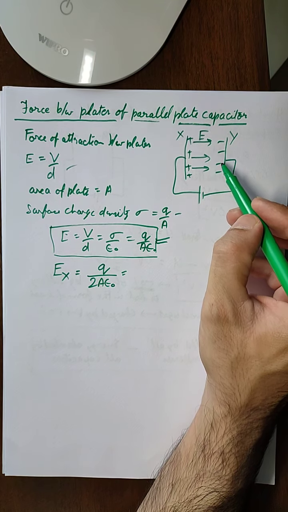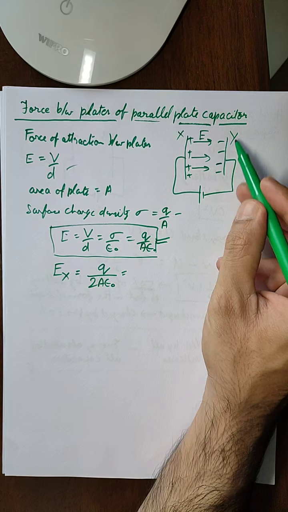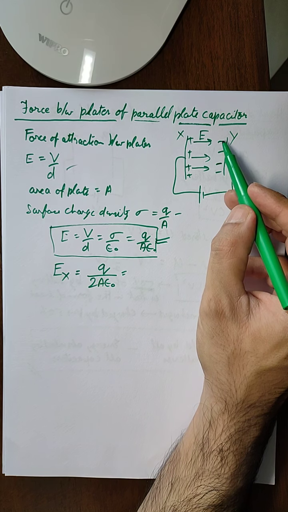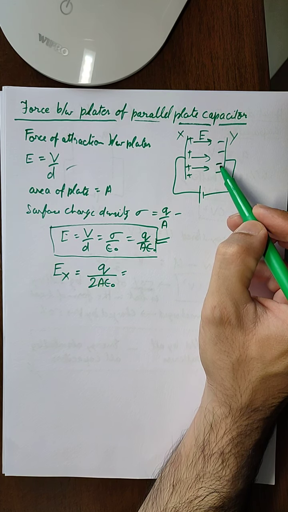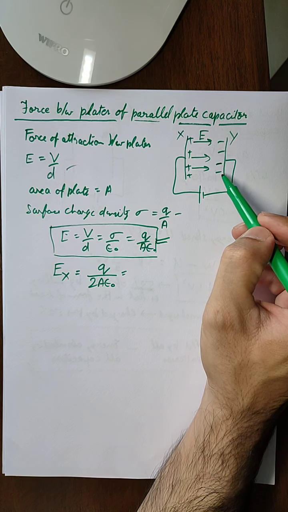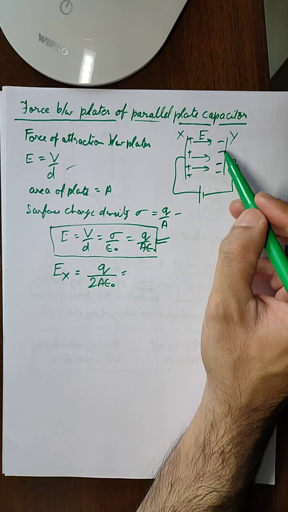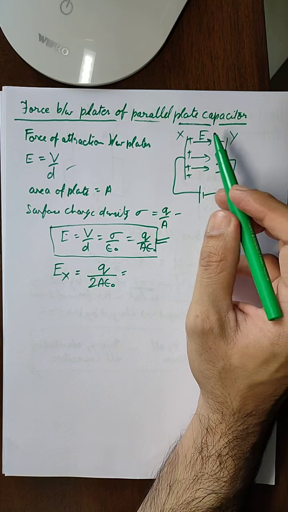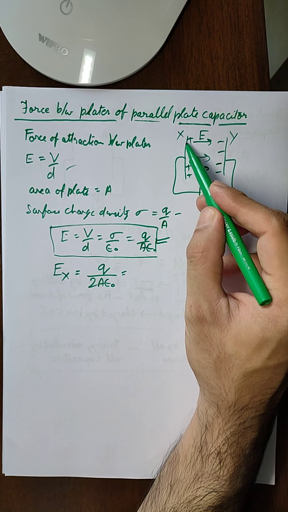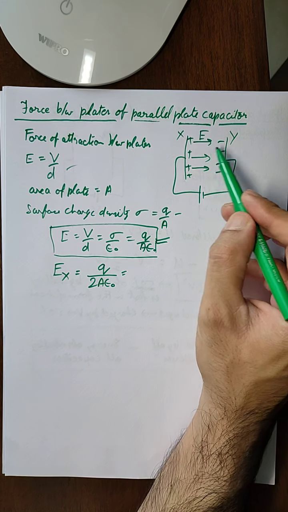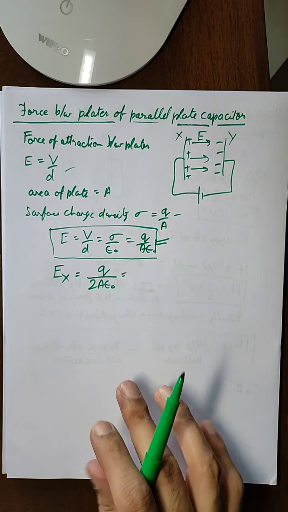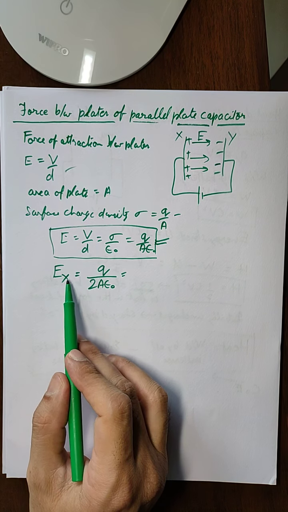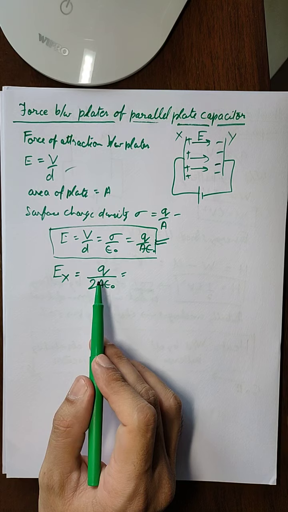Now we are not taking the electric field due to Y. Why? Because the electric field due to the charges on Y will not exert any force on Y itself. Only the electric field due to X will apply force on Y, and vice versa. So if we find out one, that is Ex, then it is given by Q upon 2 epsilon naught.